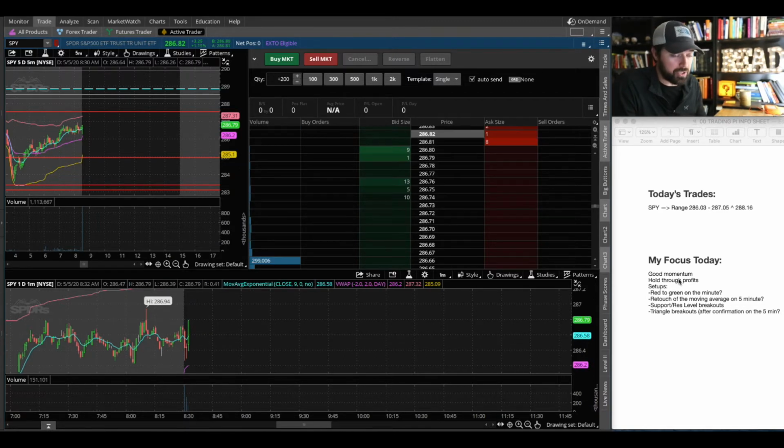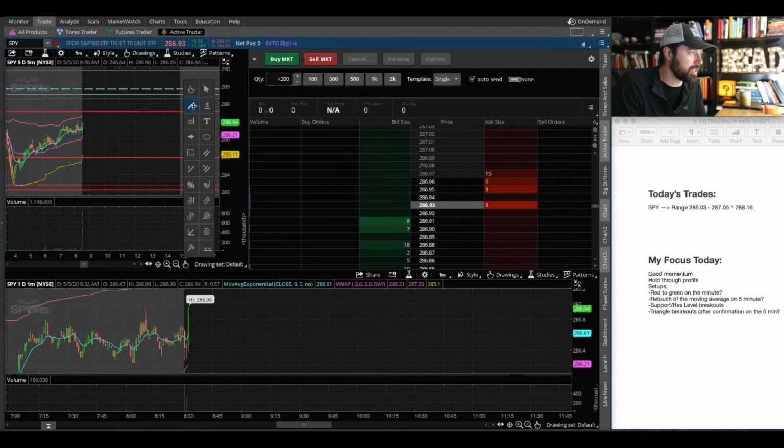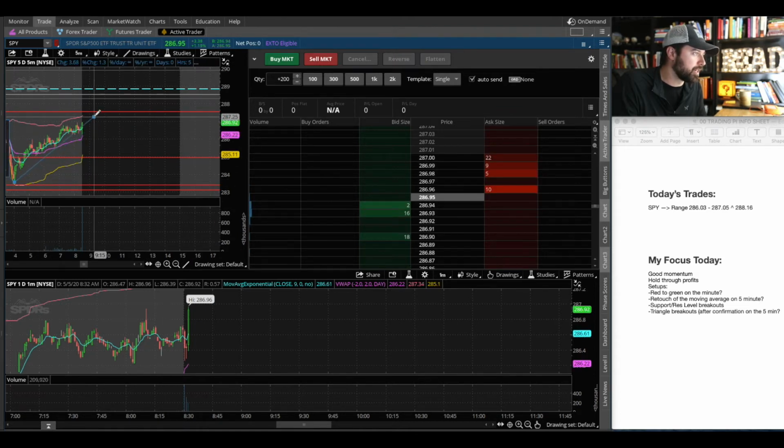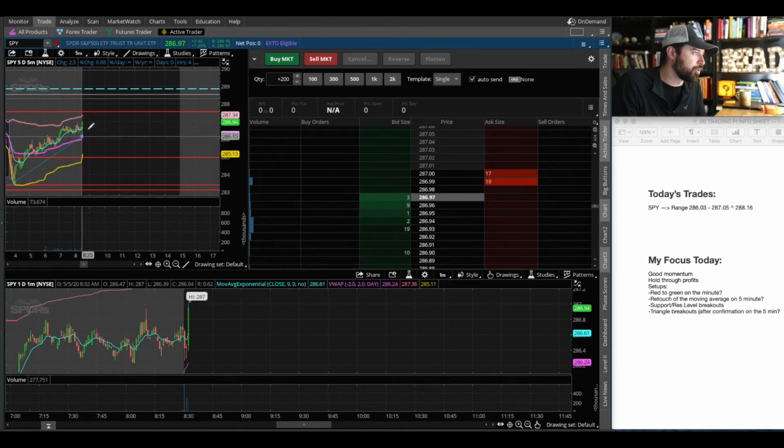But for me, my focuses today are looking for good momentum. Okay, this is kind of good momentum to the upside, so I can draw my line here. I have to draw it off this daily low. I would have liked to see it hit a few more spots.